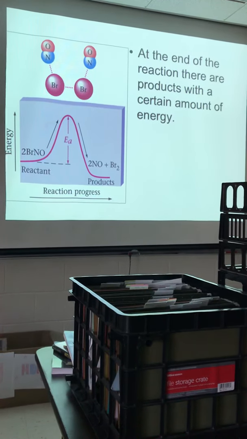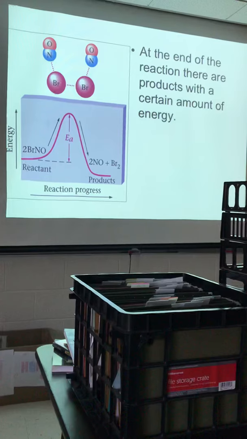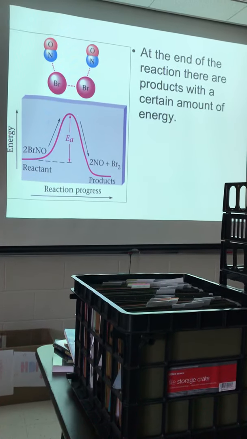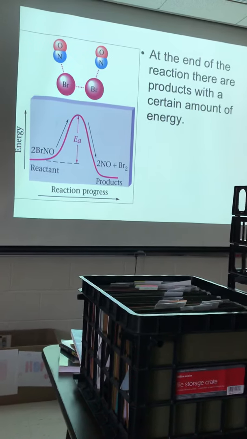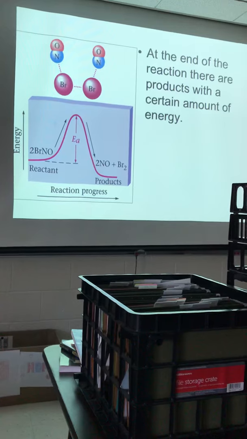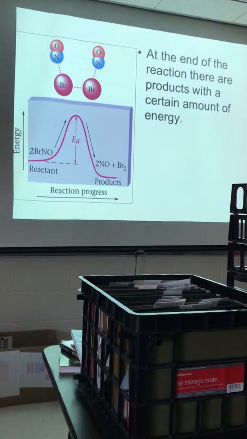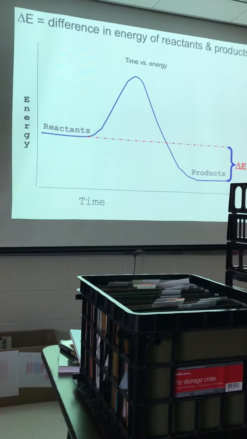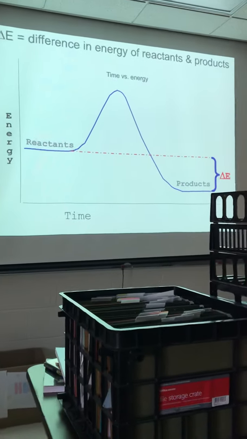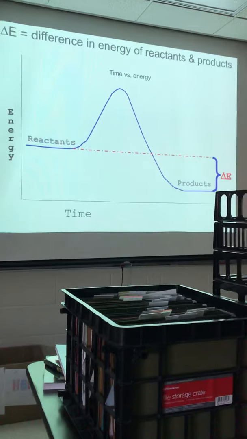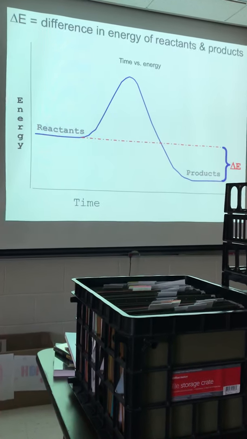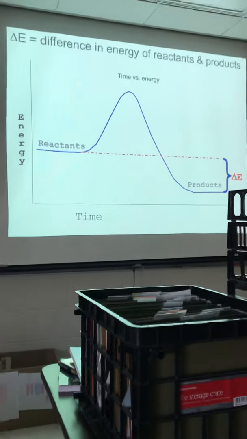So we've gone through that whole graph here. We started with reactants. We went to our transition state where our activated complex was breaking and forming bonds, and then we ended up with products with a certain amount of energy. And so, if you remember, we talked about the delta H last unit. Delta E is the same thing. It's the change in energy.